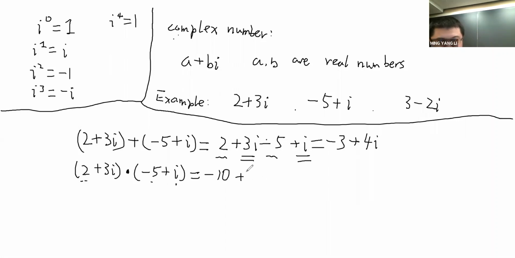2 plus 2 times i is 2i. Then 3i minus 5 is negative 15i. Then 3i plus 3 times i squared. And then at the polynomial, you just combine the terms with the same degree. Because negative 10 is the number part.